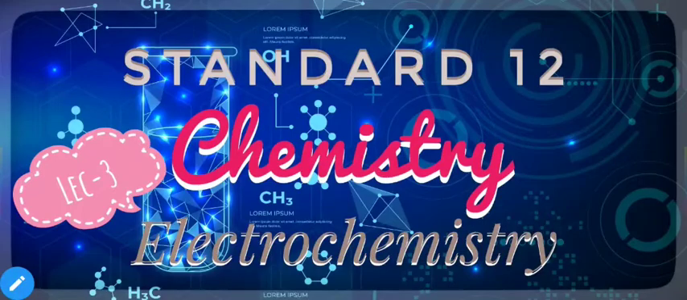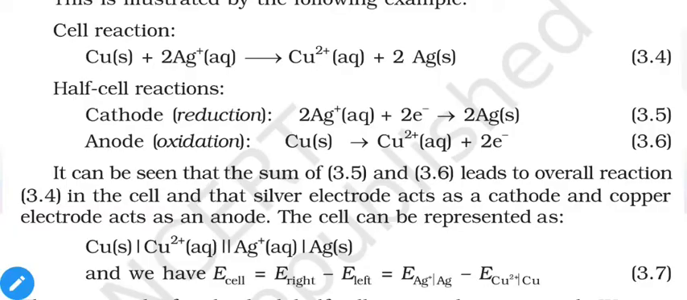So now let us discuss the next point. As we discussed in the previous lecture, suppose we have a cell as mentioned here. We have a copper and silver cell. Between the copper half cell and the silver half cell, a potential difference arises, and because of this potential difference, electron flow occurs and you will get some electricity.